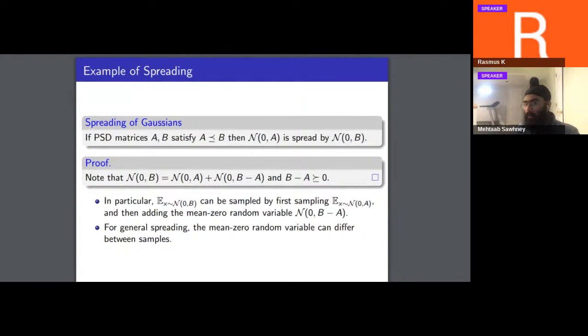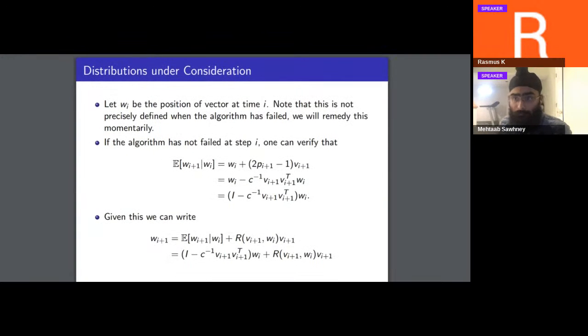And note here that we have this additional special property that no matter what I sampled in my first distribution, the second distribution I add actually does not depend on that first distribution. And in general, this is not true for spreading. In general, you're allowed to change the mean zero random variable you have between the samples of the first random variable. Next.